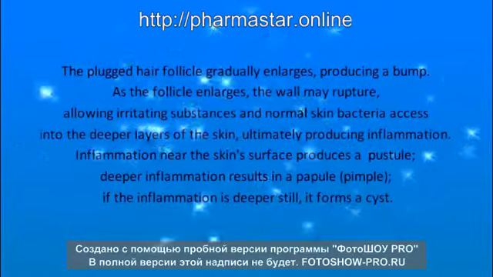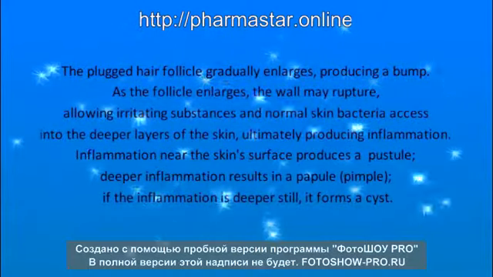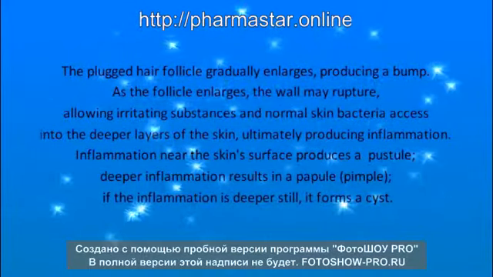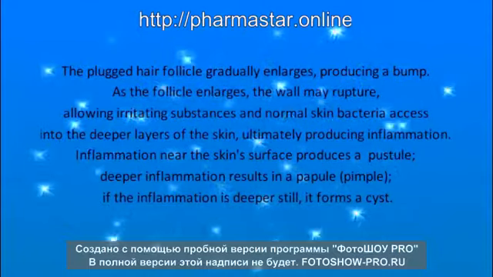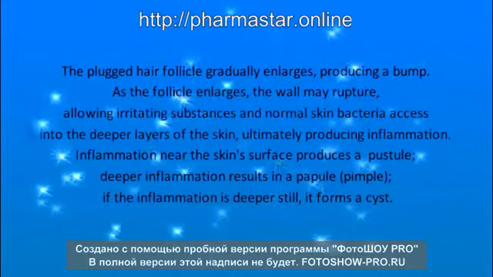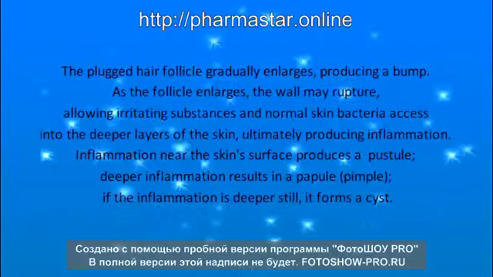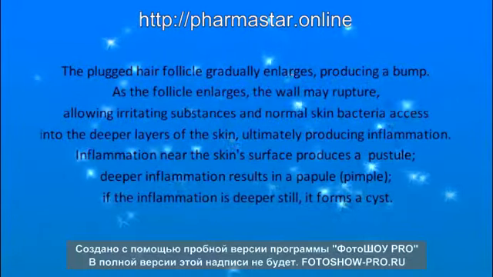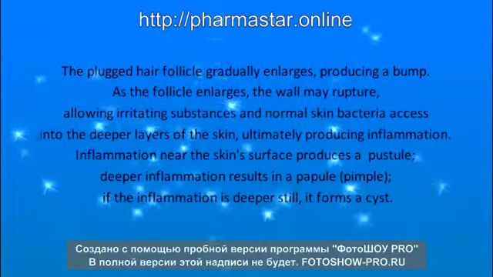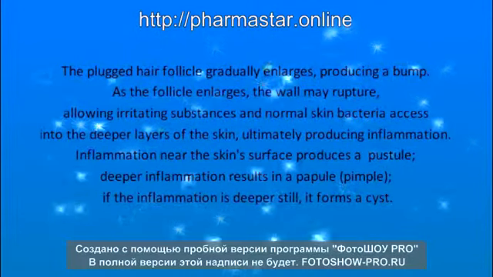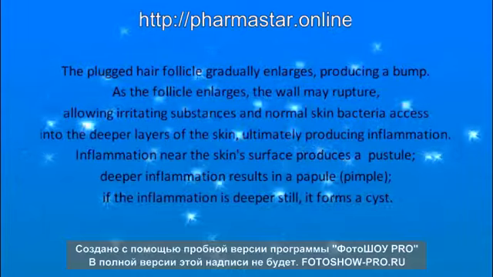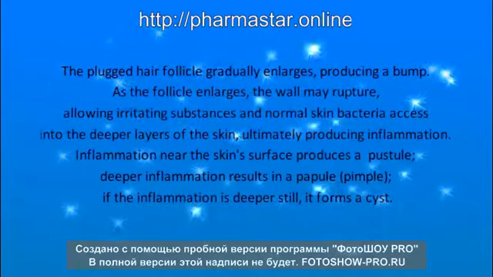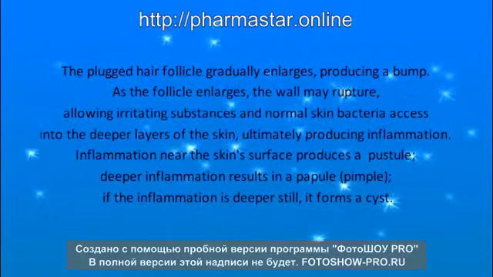The plugged hair follicle gradually enlarges, producing a bump. As the follicle enlarges, the wall may rupture, allowing irritating substances and normal skin bacteria access into the deeper layers of the skin, ultimately producing inflammation. Inflammation near the skin surface produces a pustule. Deeper inflammation results in a papule, pimple. If the inflammation is deeper still, it forms a cyst.